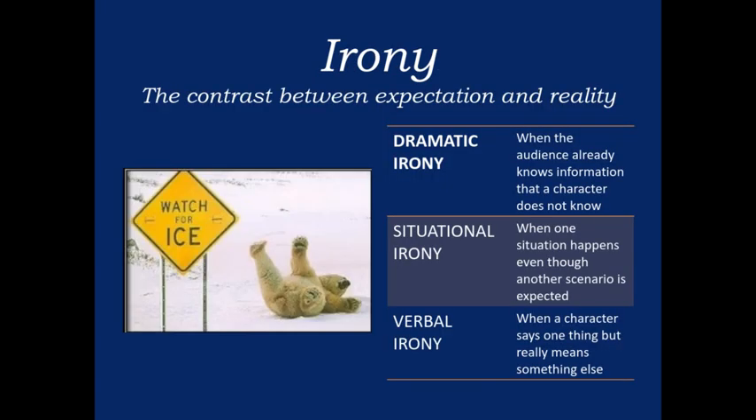Almost done here. We've got irony, which is the contrast between expectation and reality. Dramatic irony is when we, the audience, know something the characters do not. Situational irony, here we have a lovely example with our polar bear, is when one situation happens, even though another situation is expected. So we would think that the polar bear would understand that there's going to be ice in his habitat, but apparently not. And then verbal irony, which I never use, is sarcasm, when a character says one thing but really means something else.